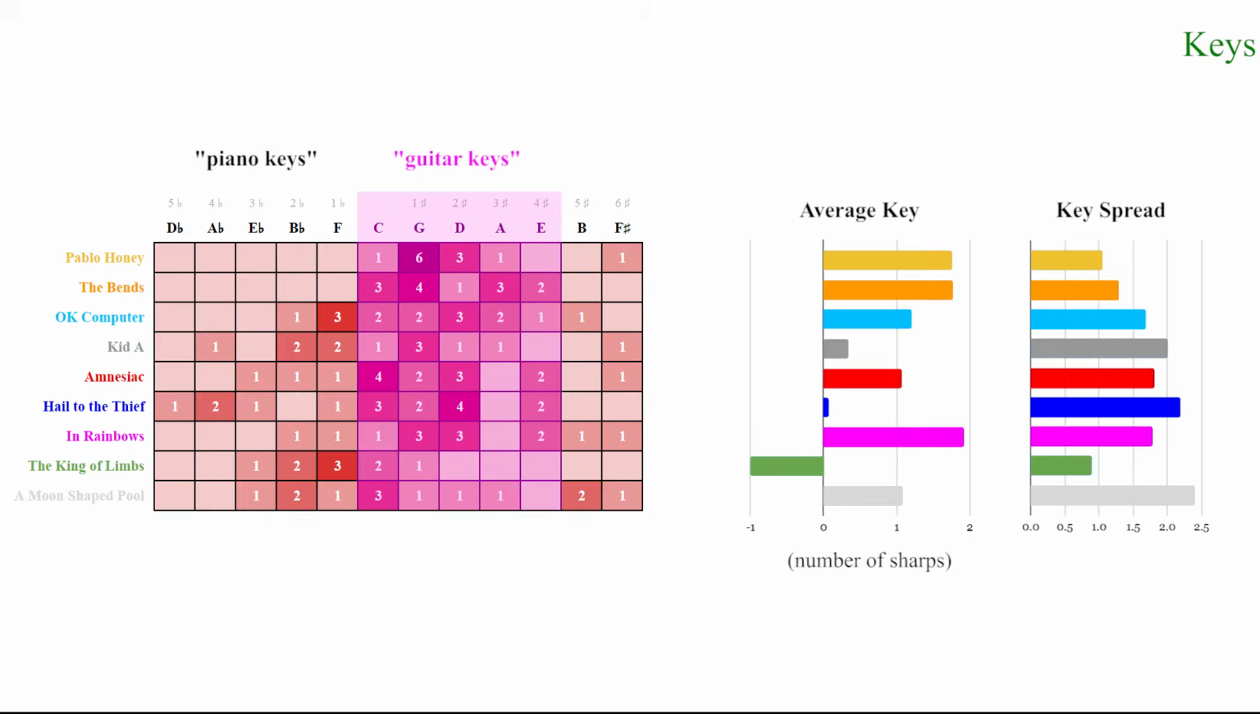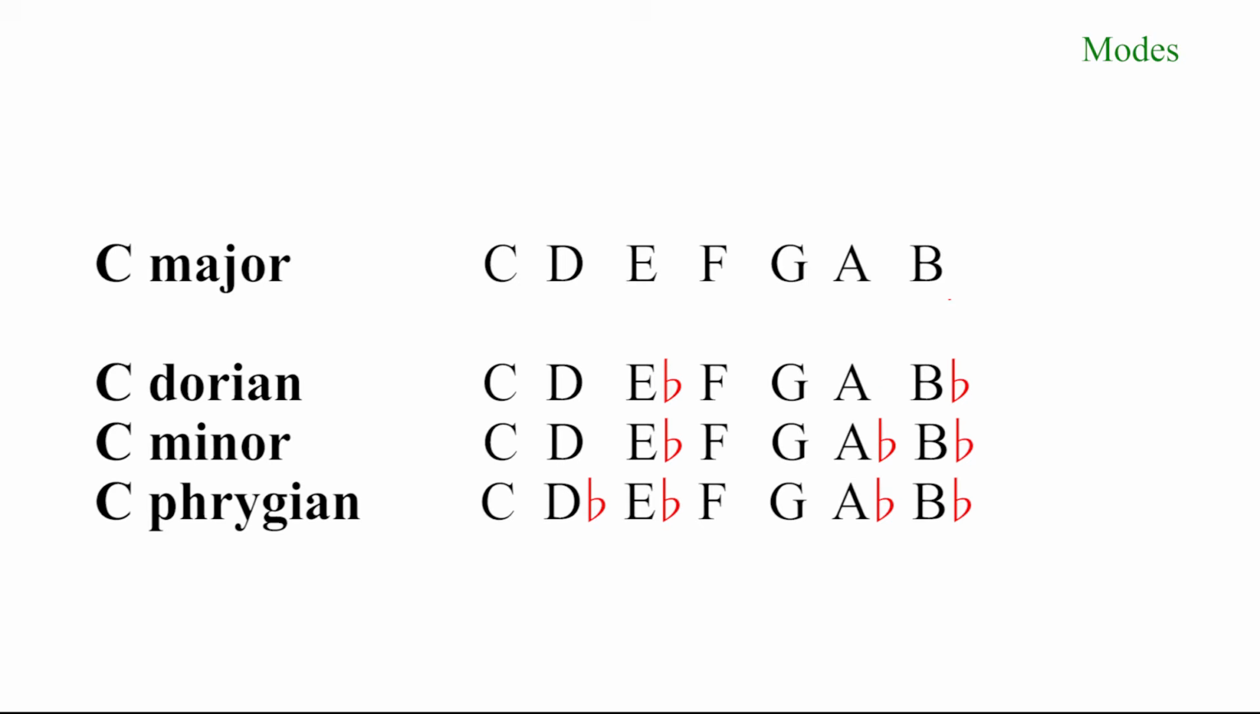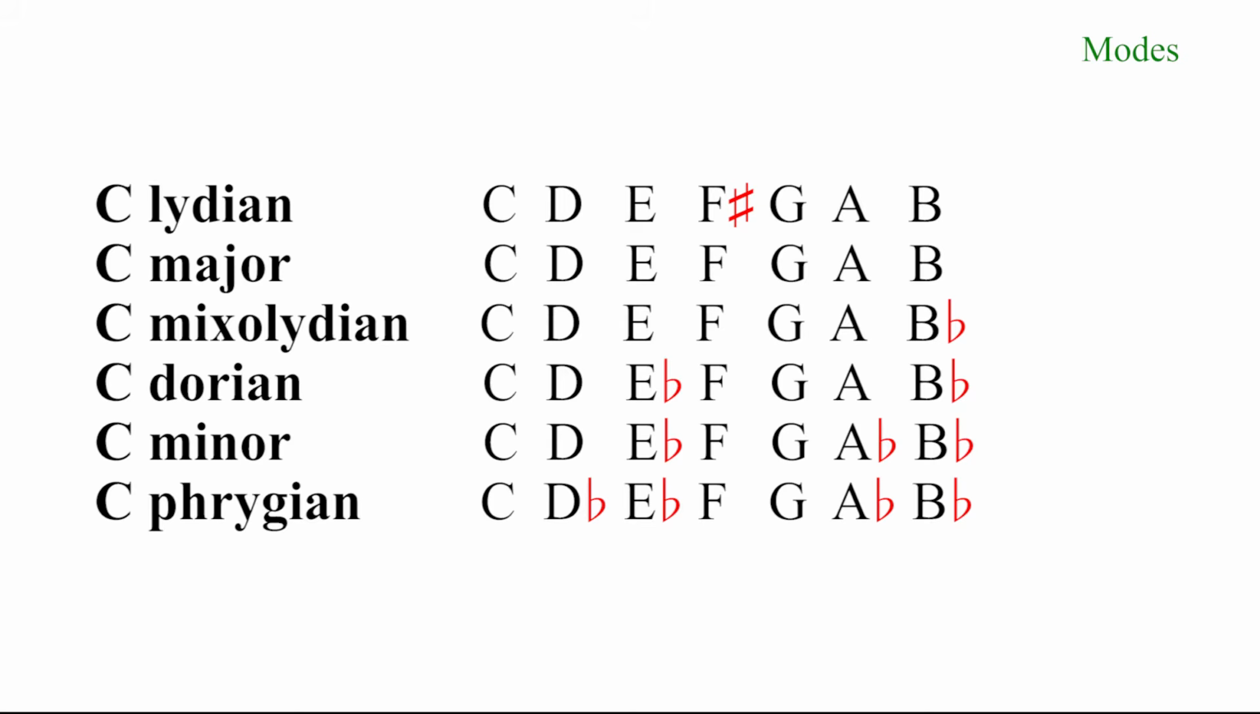More important than the key, though, is the primary mode used in each song. In most pop music, the major and minor are used the most frequently, but other modes such as the Phrygian, Dorian, Mixolydian, or Lydian are used occasionally.